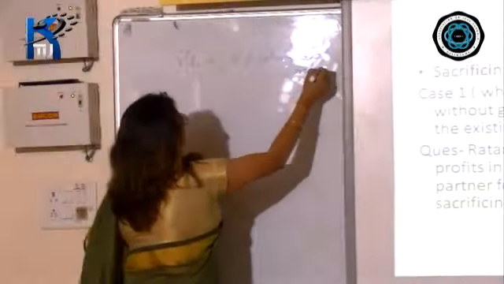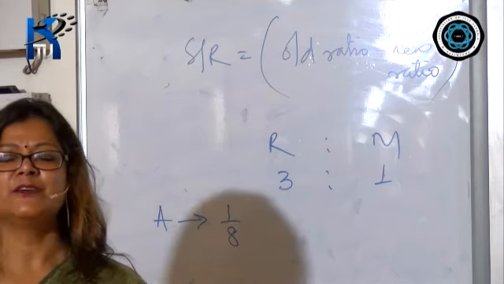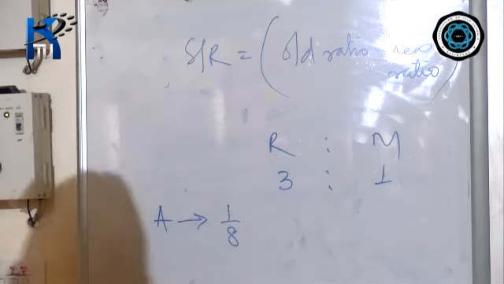Now, let us take up case 1. When share of a new partner is given without details of sacrifice made by the existing partners. A simple question, Ratan and Mukesh are sharing profits in the ratio 3:1. Nothing else has been mentioned regarding the ratio. It says, Anil is admitted as a partner for 1/8 share of profit. And that is all that has been given in the question. You have to calculate the sacrificing ratio and the new ratio. Let's go ahead with this.